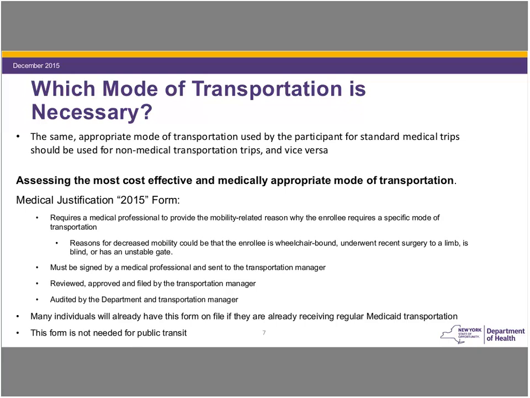So what does the 2015 do? Well, it really requires a medical professional who's familiar with the individual's mobility needs to tell us why that enrollee might need a particular mode of transportation. Really, it's why they cannot use public transit in New York City, because New York City's transit system is so robust. The form has to be signed by a medical professional and sent to Logisticare, and then the form is actually audited by Logisticare and by the department. So, again, if anybody's using public transit, not necessary, but anything else, Logisticare is going to be asking for that form if they don't already have one on file.